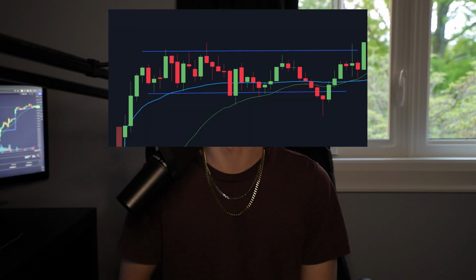So first off, we have the market context. This is arguably the most important part of trading breakouts. You need to understand what is currently happening. Is the market trending or is it in a trading range? It could be a tight trading range or a broad trading range.